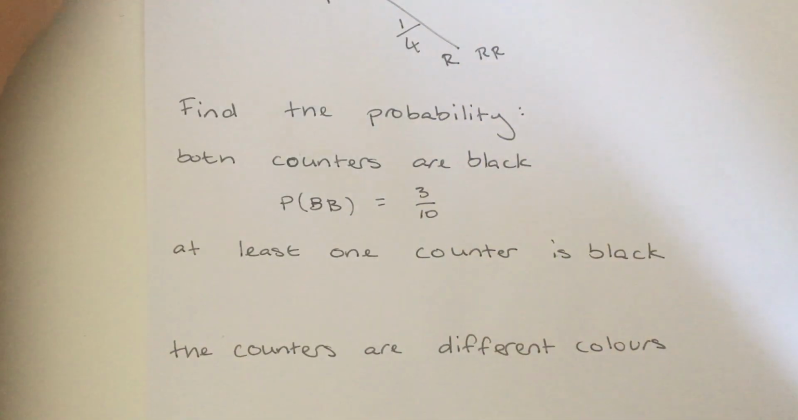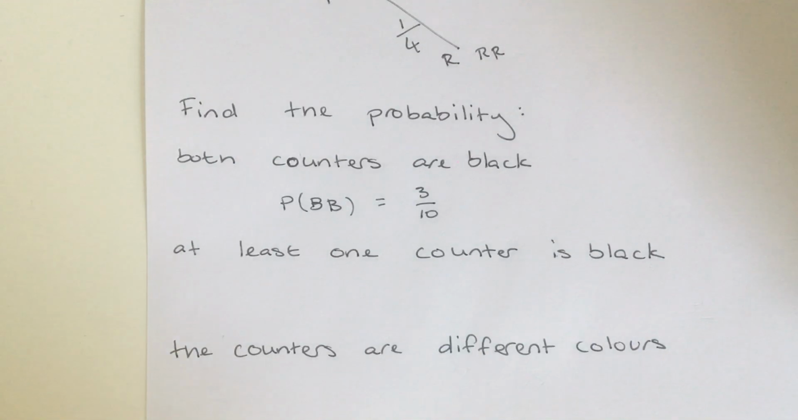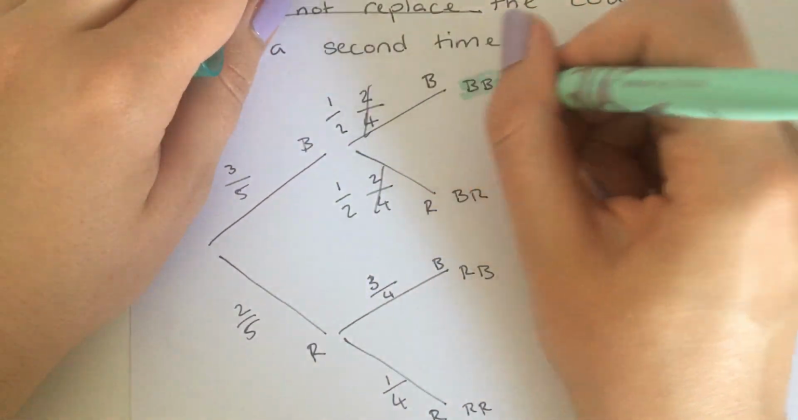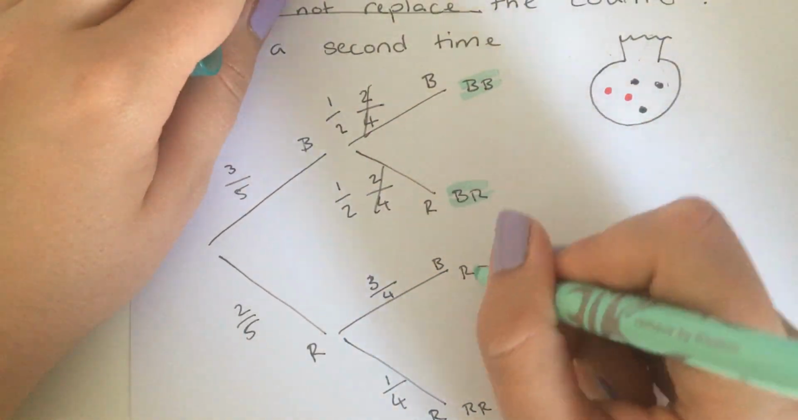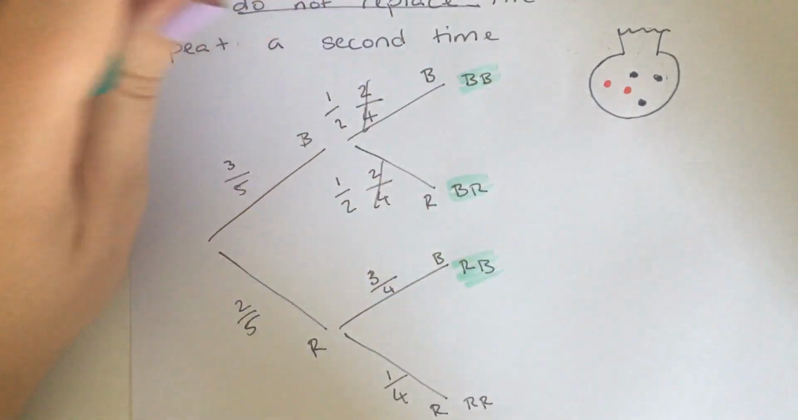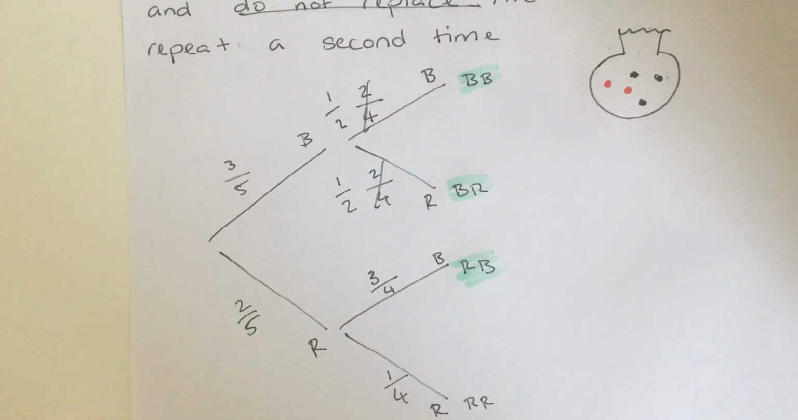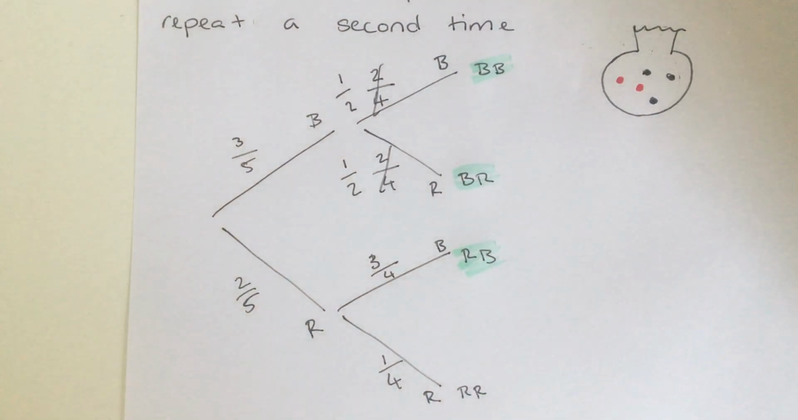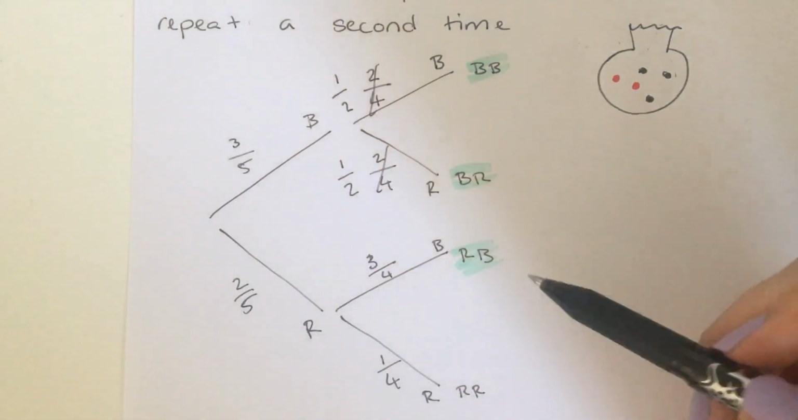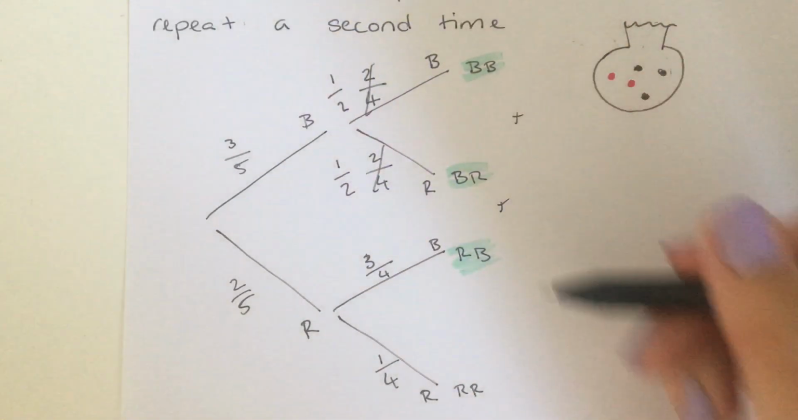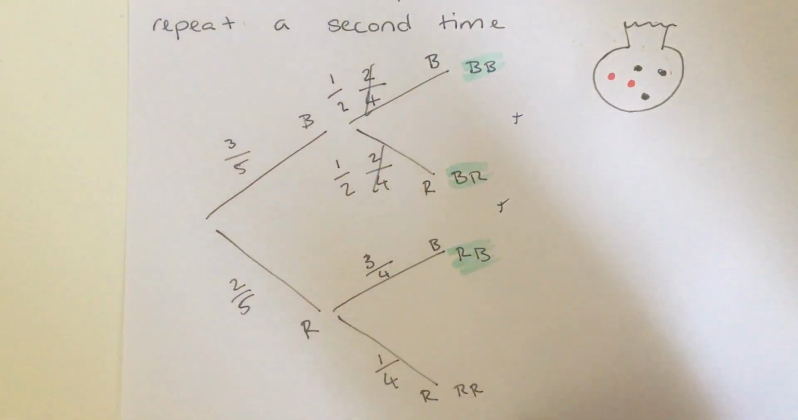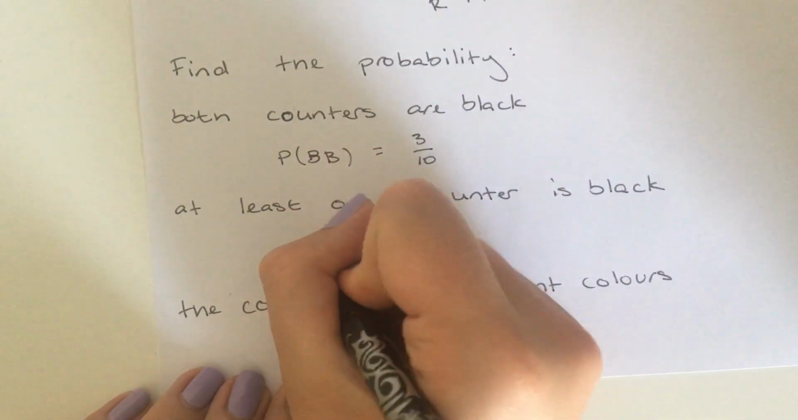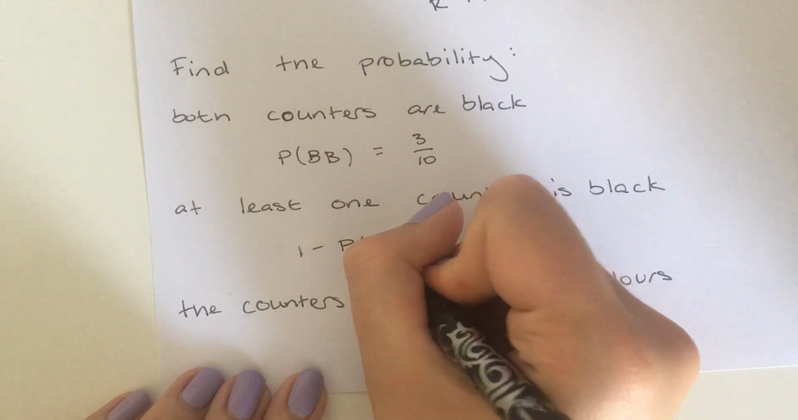And then the probability that at least one counter is black. So what scenarios do we get one counter being black at least? So it's either this one, or this one. So anything but this path here. Because anything but this path here, if you remember, all of these add to make 1. So what you could do, you can either multiply along these paths to work out all 3 and then add them together, or you could do 1 minus this path here. So the probability that at least one counter is black is going to be 1 minus the probability that both counters are red.